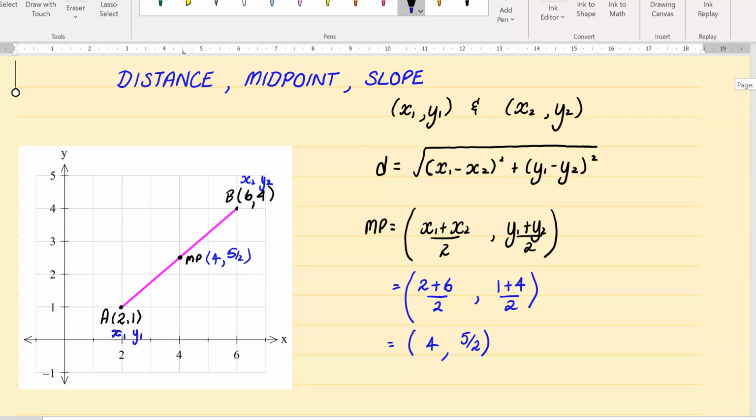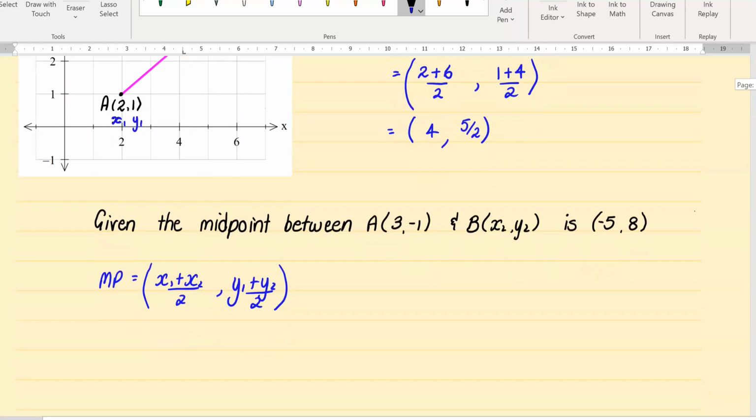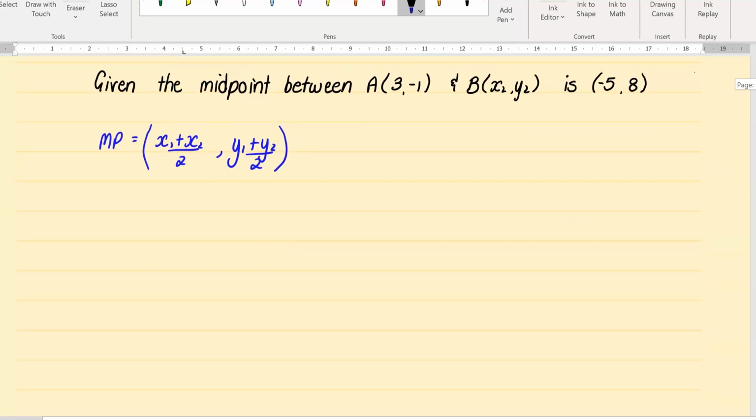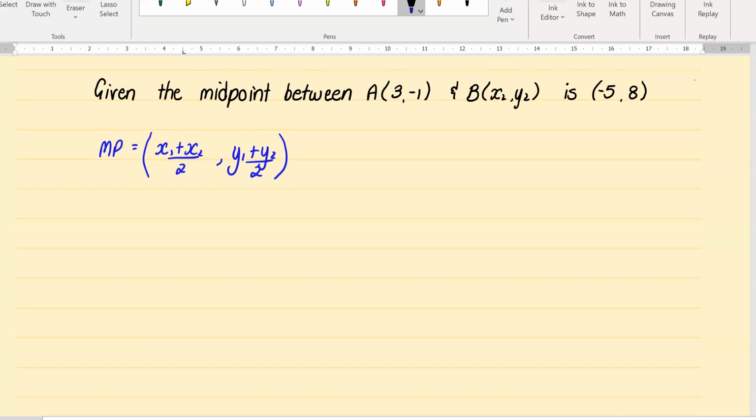Okay, so a very simple formula for our midpoint, and we can extend that just a little bit with the typical thing where we did with the distance, where instead of find the distance between these 2 points, we also said, well, here is the distance, can you find a missing value? And we can do the same thing here. Given the midpoint between this point A and B, we're saying that this, minus 5, 8, is in fact the midpoint.